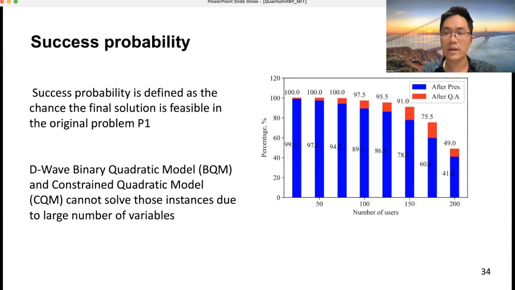So here is how much the total pipeline can provide the feasibility of the problem. And you can see that when I increase the number of users, the success probability decreases. However, if you use the D-Wave API, they have BQM and CQM, but they cannot solve the problem because there is a very large number of variables.